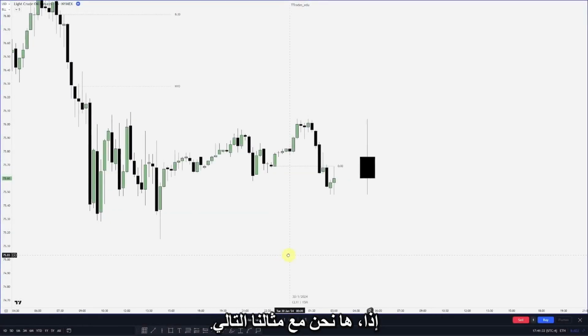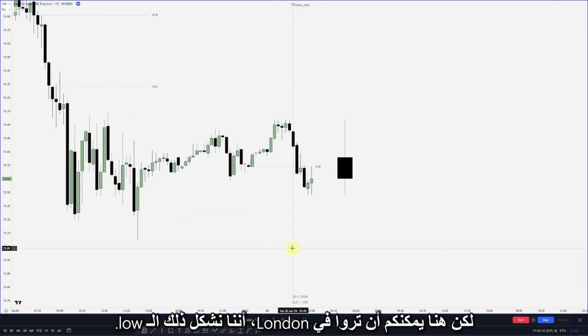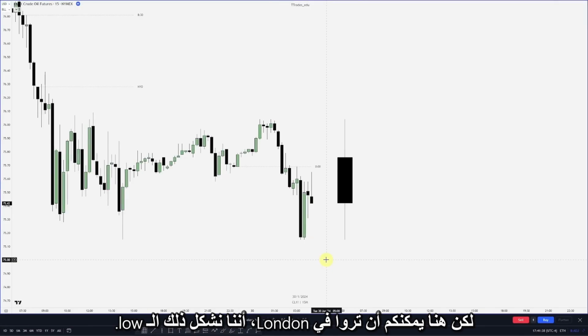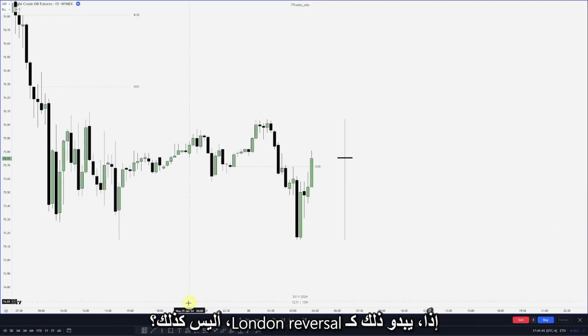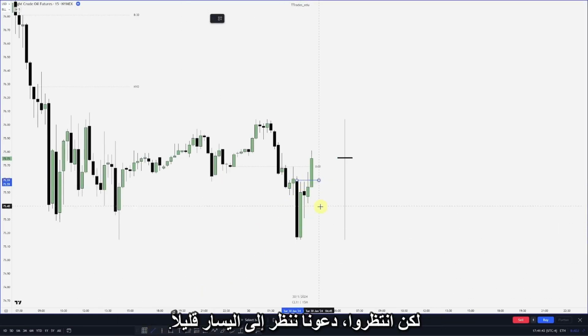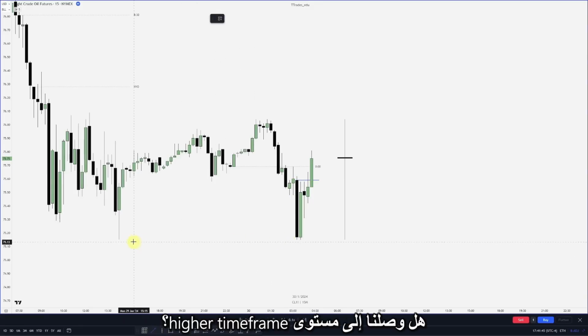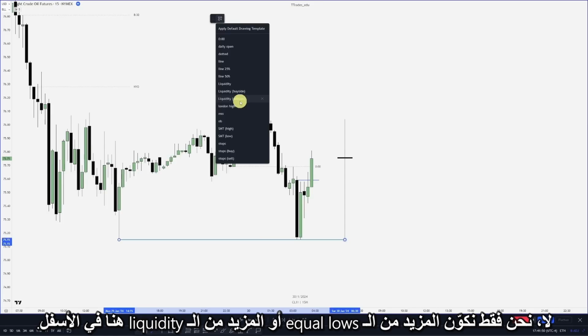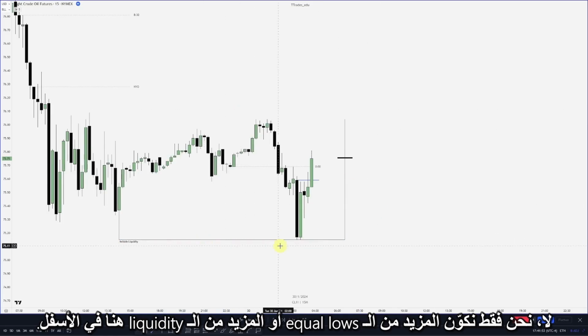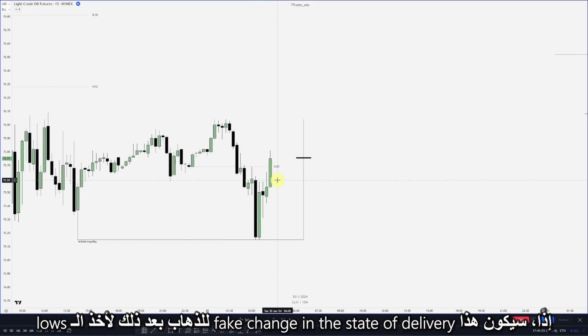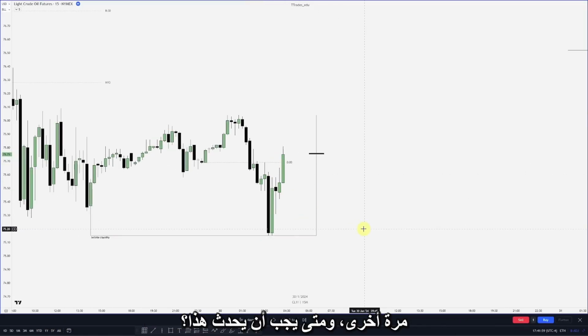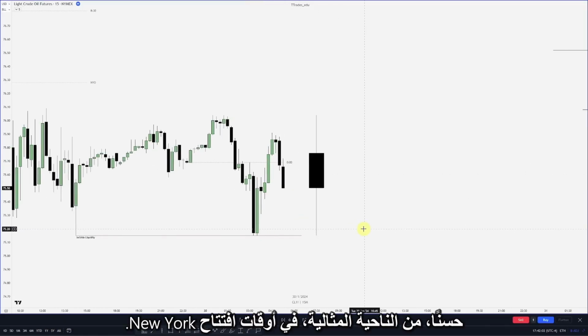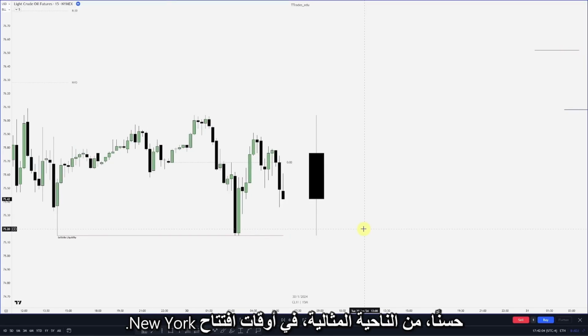So here we are with our next example, and let's go ahead and take a look. So here you can see, in London, we do form that low, so that looks like a London reversal, right? But wait, let's look to the left a little. Do we ever reach a higher time frame level? No, we are just creating more equal lows or more liquidity down here. So this is going to be a fake change in the state of delivery to then go run the lows again. When should this occur? Well, ideally around the New York opening times.